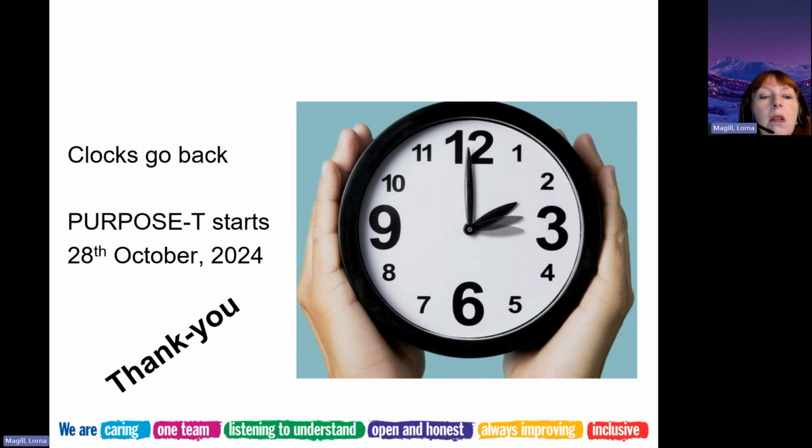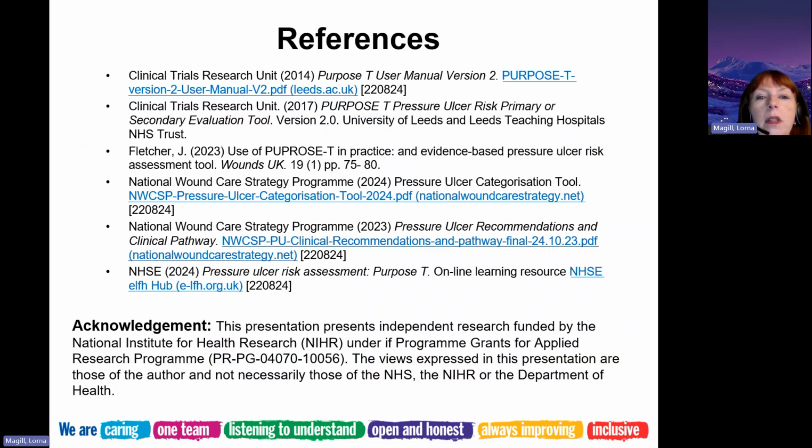So whenever the clocks go back, the following Monday, the 28th of October, our Waterloo will be switched off and we will commence use of the Purpose T. I just have two more slides to talk about. I have references and acknowledgements included here, and this leads us to the pressure ulcer categorization tool. If anybody wants to access that resource, the link is there.